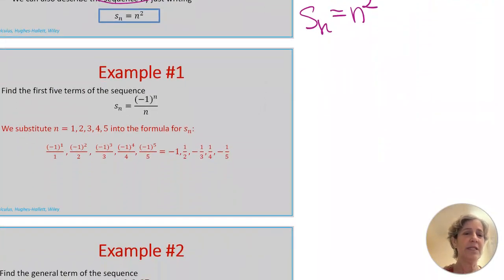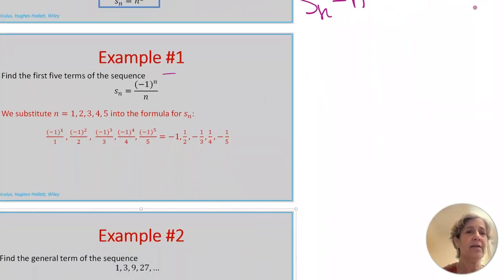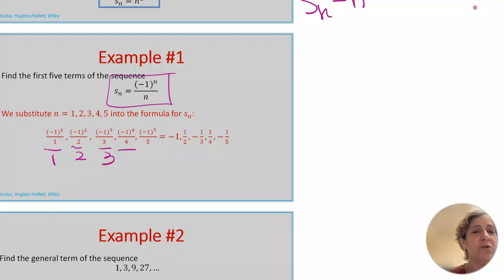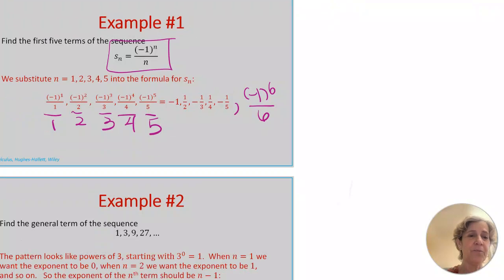Another example: in this case, they gave us the formula that S sub n is negative 1 to the n over n. Notice that negative 1 to the n is going to create a pattern where all the terms in my sequence alternate between positive and negative. Plugging in 1 for n, this would be my first term, then the second term, third term, fourth term, fifth term. If I wanted the sixth term, that would be negative 1 to the sixth over 6, which would be positive 1/6. Then the next term would be negative 1/7. This is one where we can sort of see the pattern.